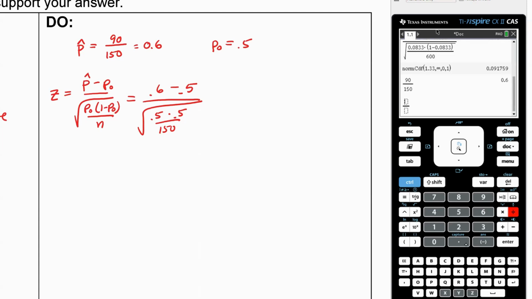So we're going to go 0.6 minus 0.5, square root, division, 0.5 times 0.5 all over 150, giving us a z-value of 2.45. And again, we're okay with rounding that to 2 digits.